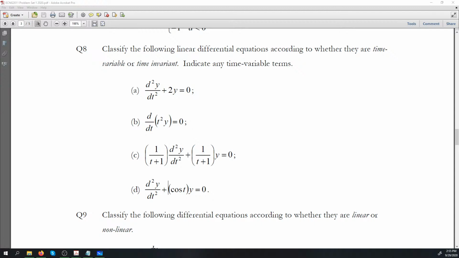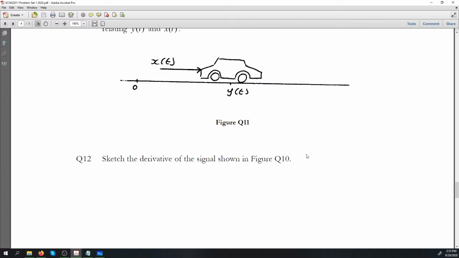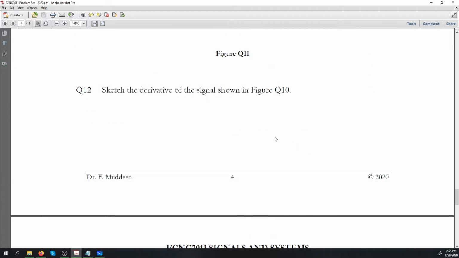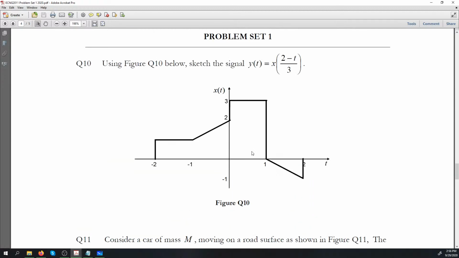Right. Okay, so there doesn't seem to be any questions regarding question 8. The last question we'll be doing in the problem set here is going to be question 12, which is to sketch the derivative of the signal shown in figure question 10. So we're going to be deriving the derivative here for this figure in particular.